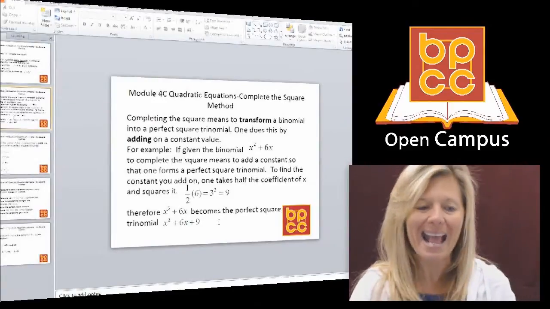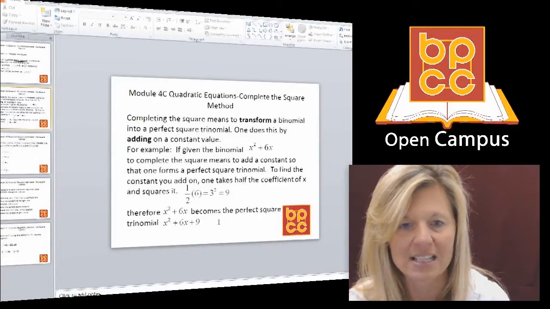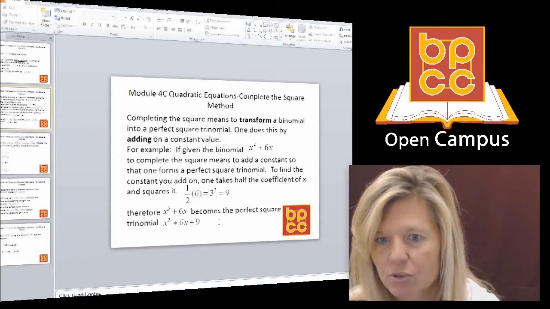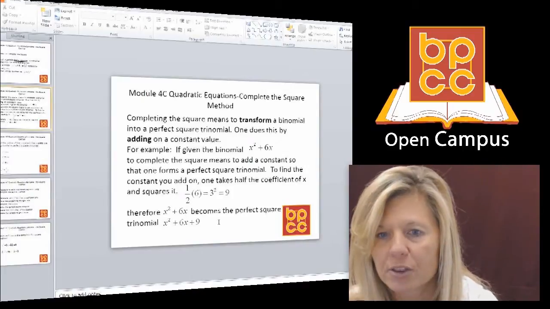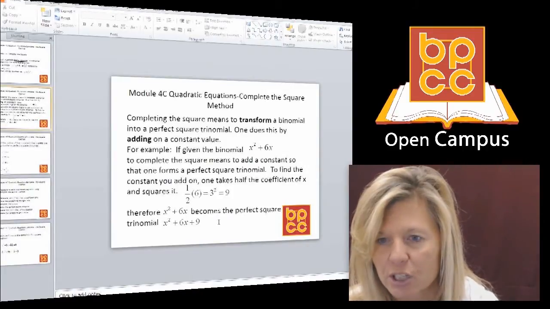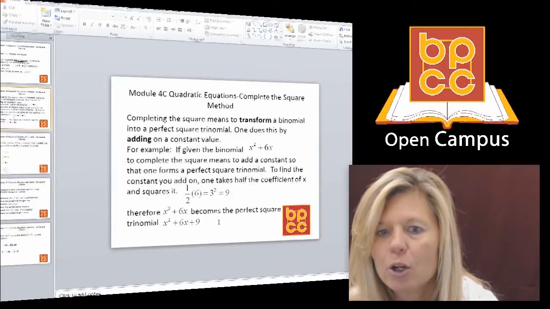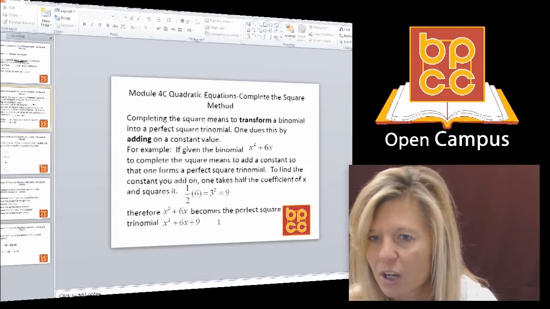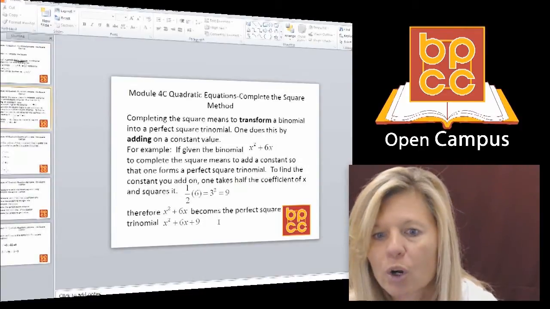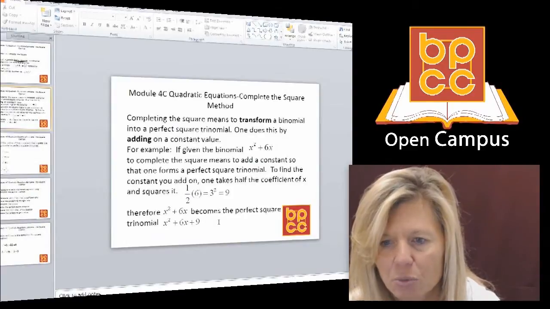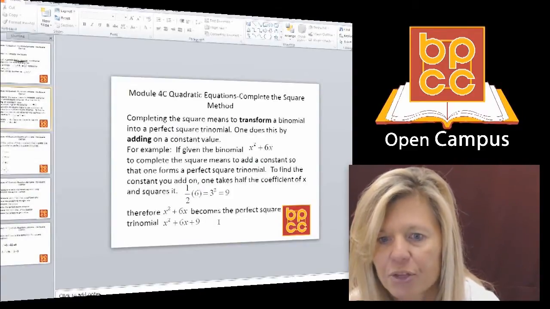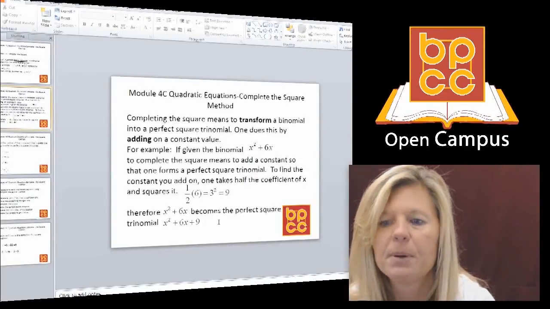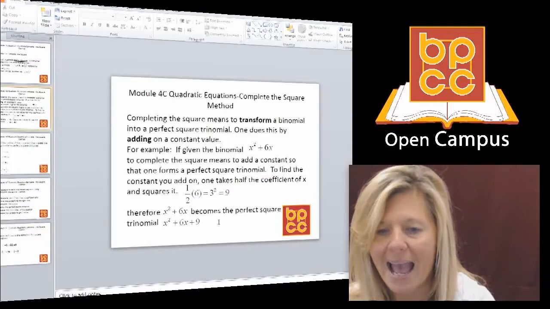Now, you just can't add any number. You got to figure out how to get that number. So let's look here. If I give you the binomial x squared plus 6x, it has 2 terms. We want to do complete the square. We want to make this a trinomial that has 3 terms. So we're going to add a number. To add a number, it says you take half the coefficient of x. So what's the coefficient in front of x? 6. We're going to take half of that. Half of 6 is 3. And then we're going to square that. And 3 squared is 9. So to make x squared plus 6x become a perfect square trinomial, we're going to add 9.